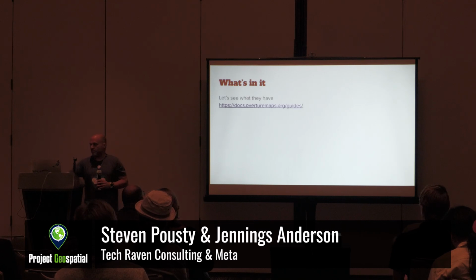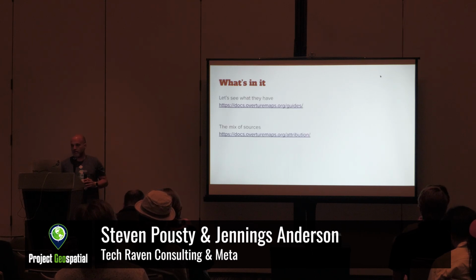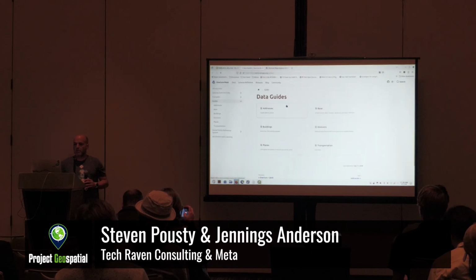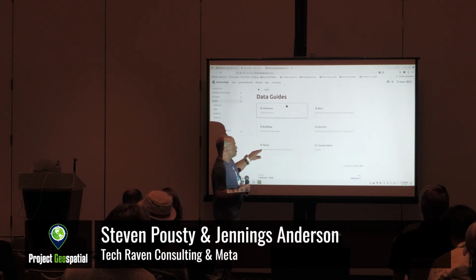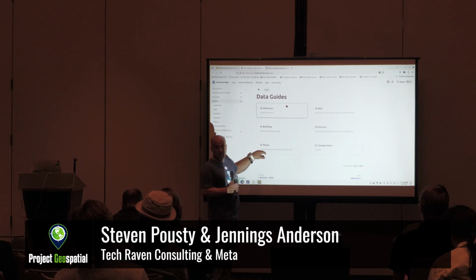So let's see what they have, right? I'll show you here. There's another link here. This is the guides. The guides actually tell you the different sources that are in it. There's addresses, there's buildings, there's places. Does everybody understand the difference between buildings and places? A place can be a building, and a building can be a place, but not all places are buildings, right?